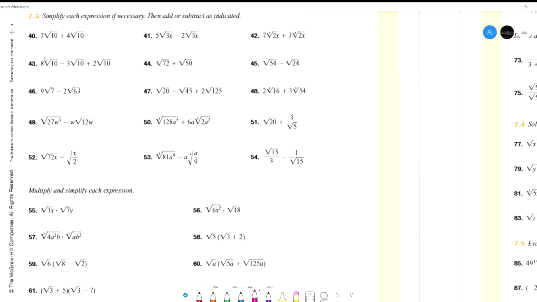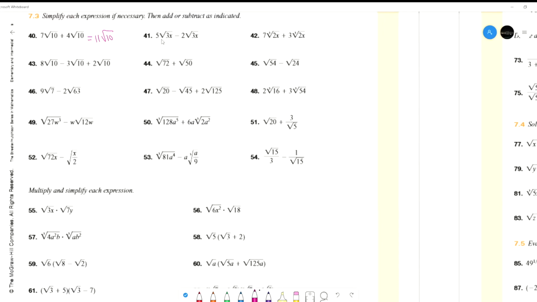There we go. We have 7 radical 10 plus 4 radical 10. These are the same radicals, right? These are like radicals because it's a square root for both, and the radicand is 10 for both. Therefore, you can do 7 plus 4, and that gives you 11 radical 10, right?